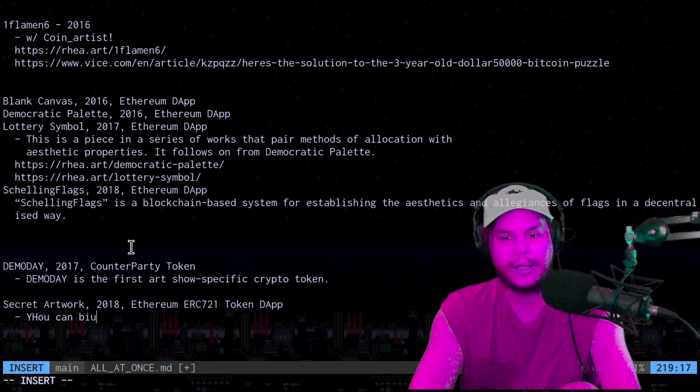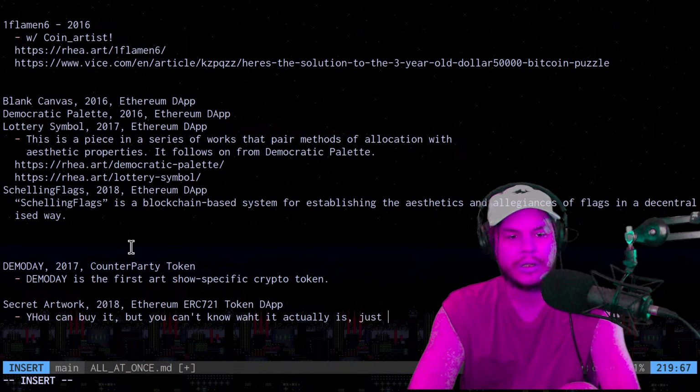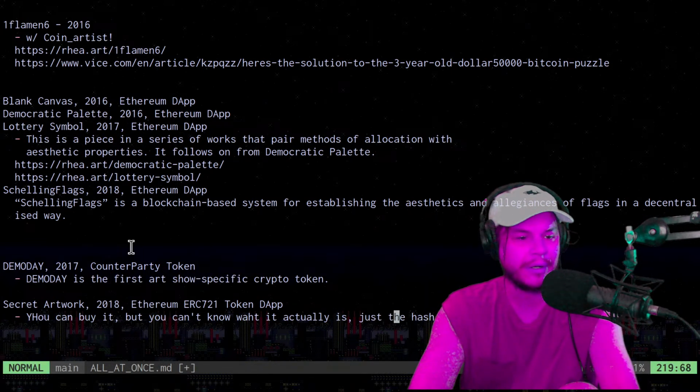You can buy it, but you can't know what it actually is. Just the hash. What if it's something very offensive? That's the biggest fear.